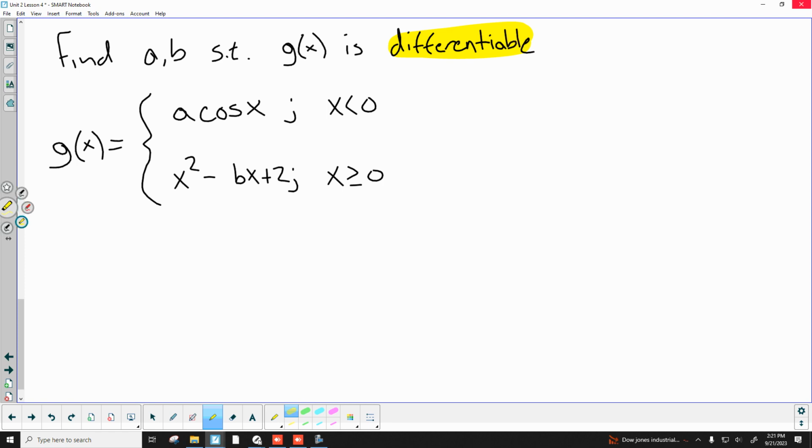This one I think is easier than the other one we just did. Like, you find a right off the bat. You just have to find b with a little bit of extra work. I don't think it's much extra work. Your y's have to equal and your m's have to equal. That's really it. You have to connect and connect smoothly.